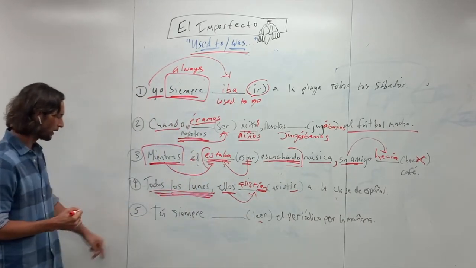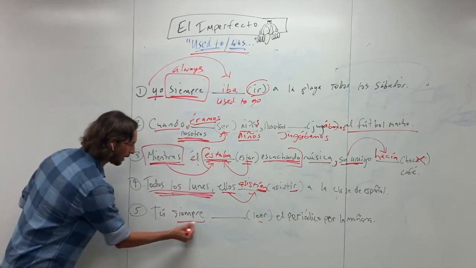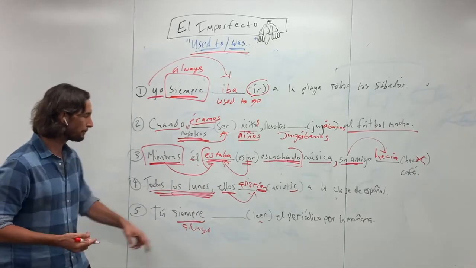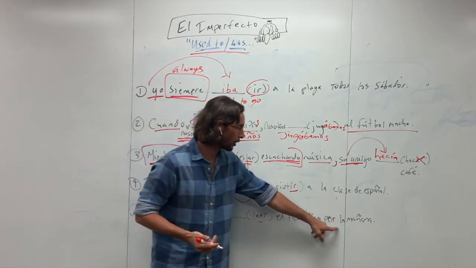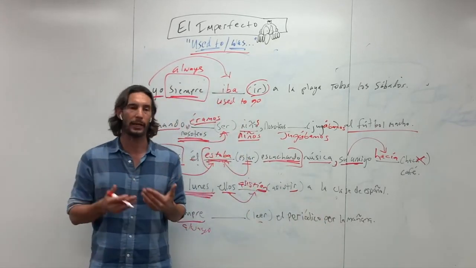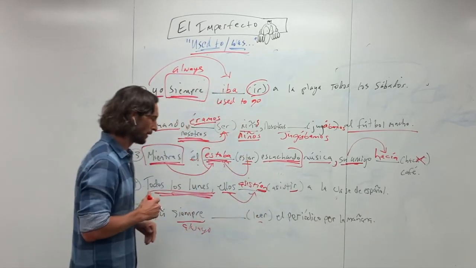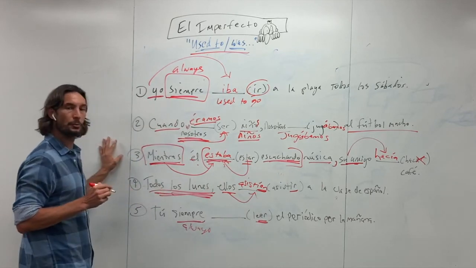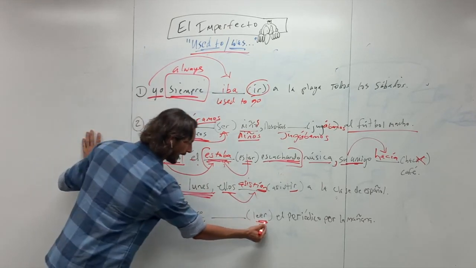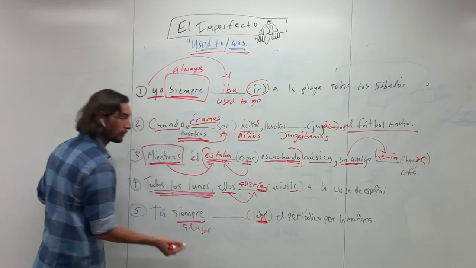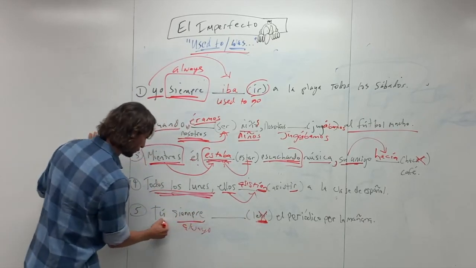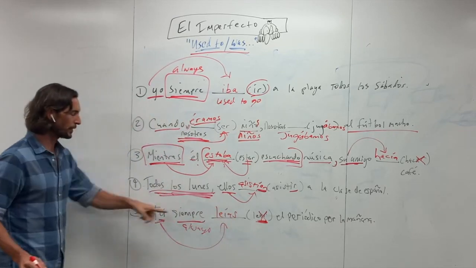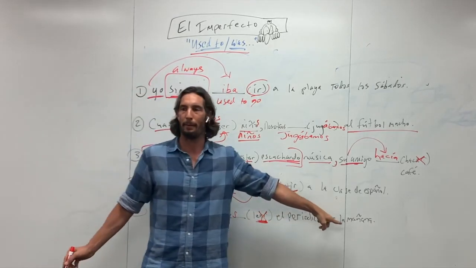And the last one here, tú siempre. So again, we've got always down here. Again, habitual. Tú siempre leer el periódico por la mañana. So you always read, or always used to read, that's the better translation. So you always used to read el periódico, the newspaper, in the morning. And so leer, we drop the ER, we add our appropriate conjugation for tú, so we have leías. Tú siempre leías el periódico por la mañana.